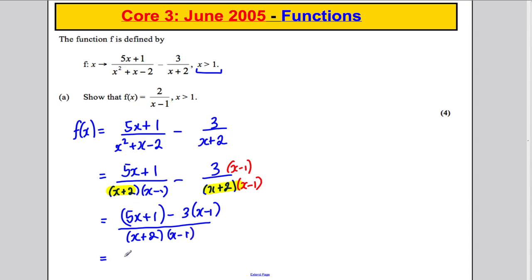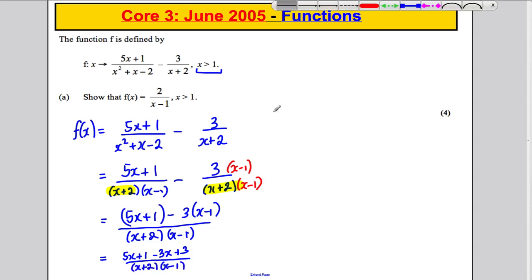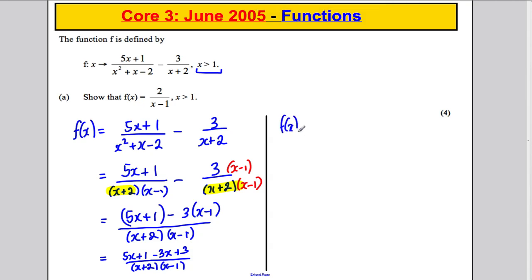And we could try and work out the top. It would be 5x + 1, here would be −3x, and it would be +3, all divided by (x + 2)(x − 1). Now I'm going to work across the page. You should always work down the page in an exam, just so it all fits in. Tidying this up, f of x is therefore equal to 5x subtract the 3x is 2x, and 1 plus the 3 is 4, over (x + 2)(x − 1).